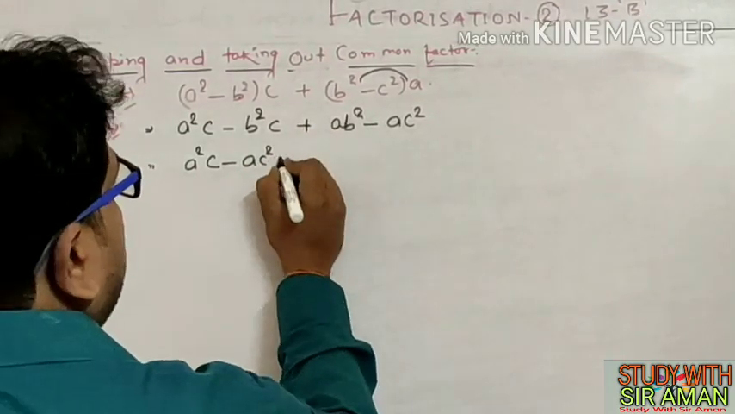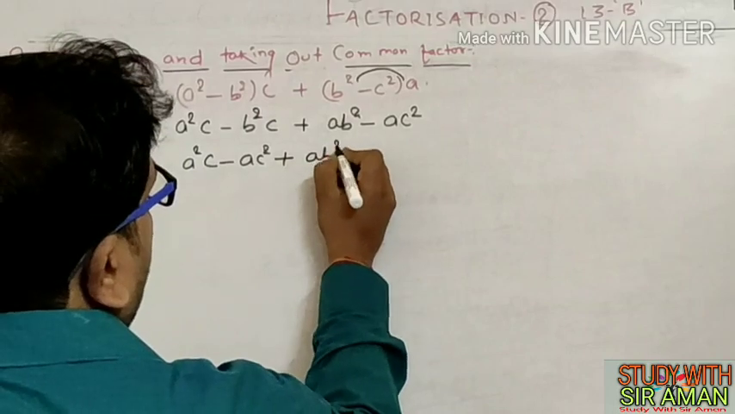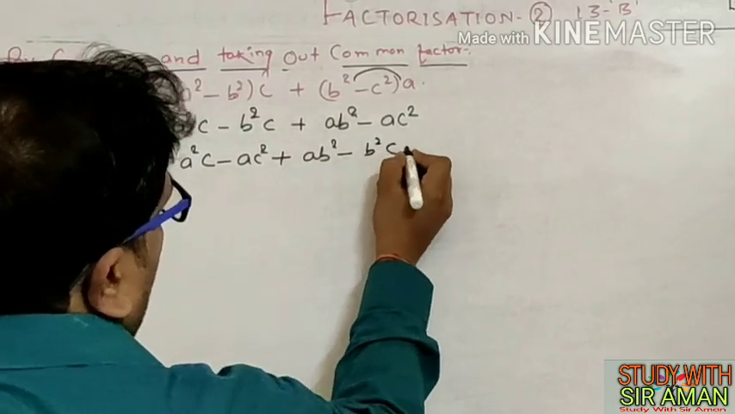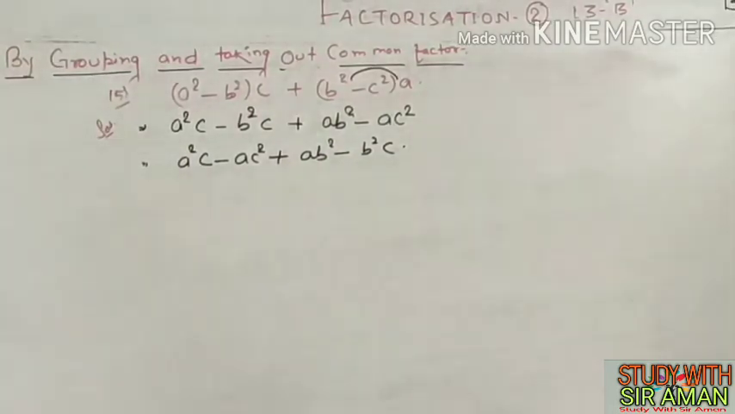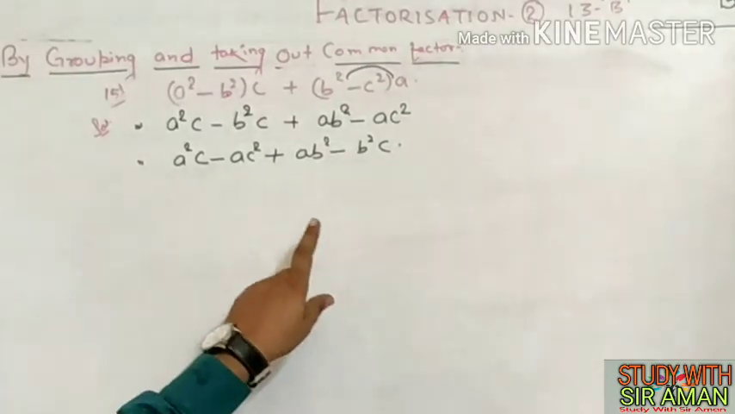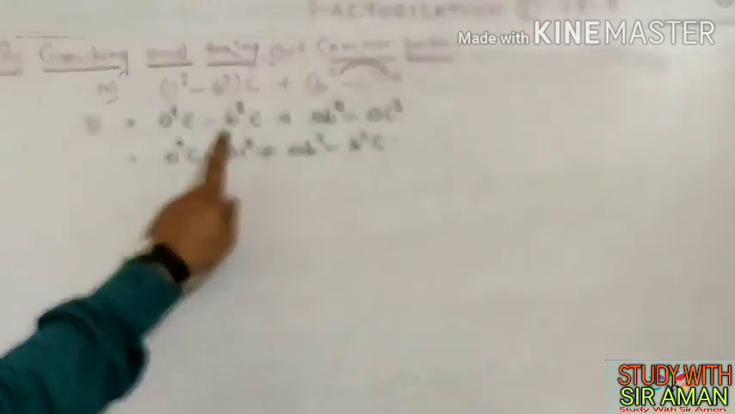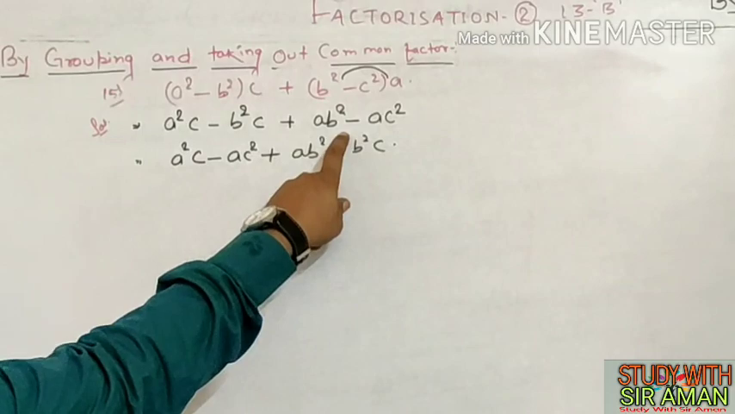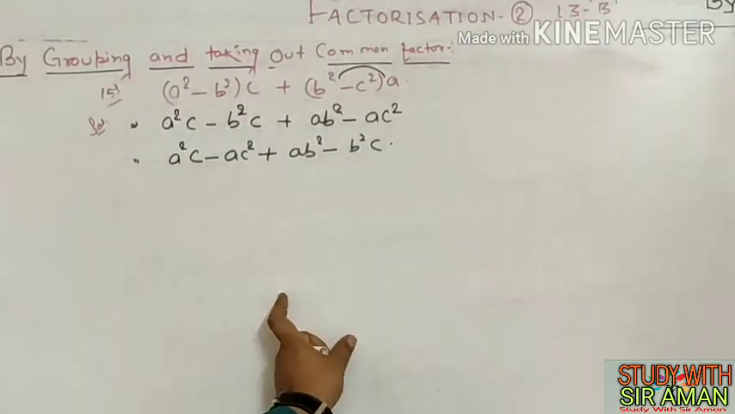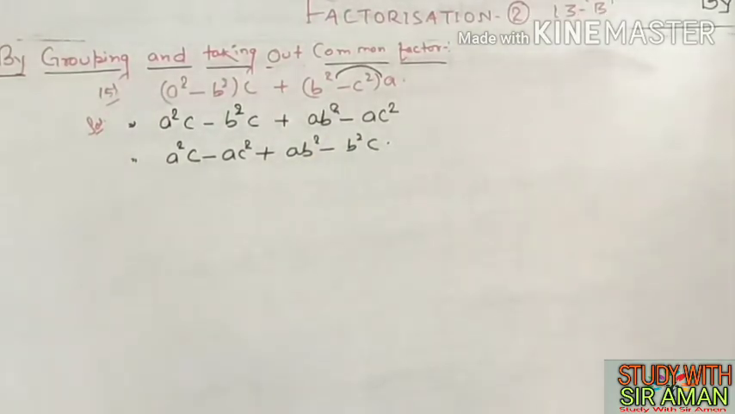Okay. Now what is left here? Plus ab² minus b²c. Okay. One thing you have to notice. It is not necessary that you will arrange it correctly the first time. Once you arrange, if the factor does not come, you cut it and make it once more.